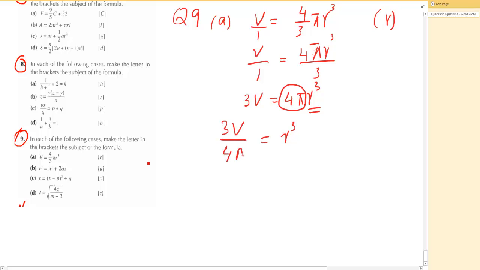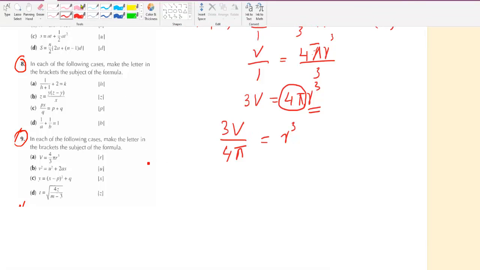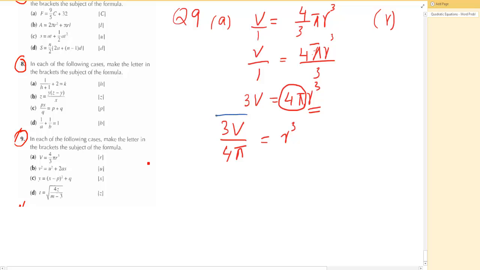What will we do here, student? Can you repeat what we will do? We will have to take the cube root. Yes, we have to take the cube root on both sides. Cube root. Remember, don't take square root. Use cube root. Sometimes students write square root instead of cube root. Cancel. R is the cube root. This is our final answer. Here R is the subject.